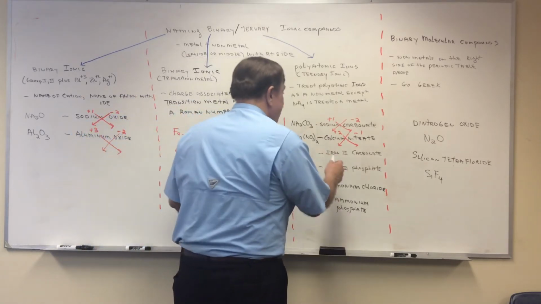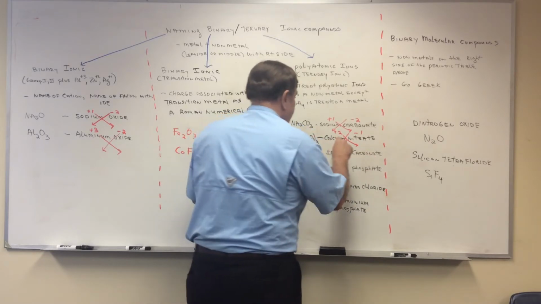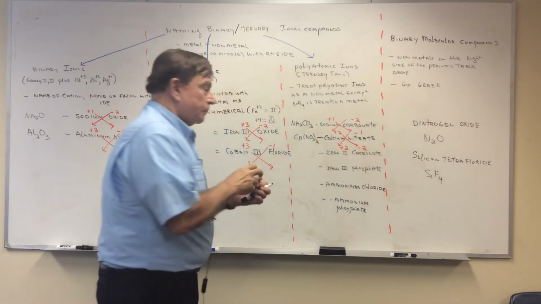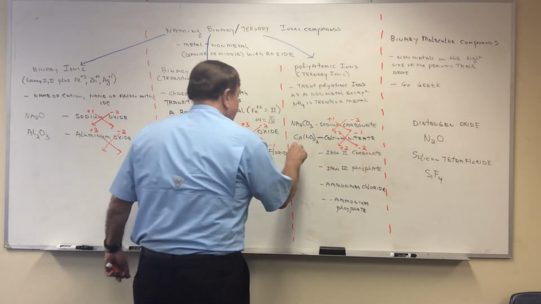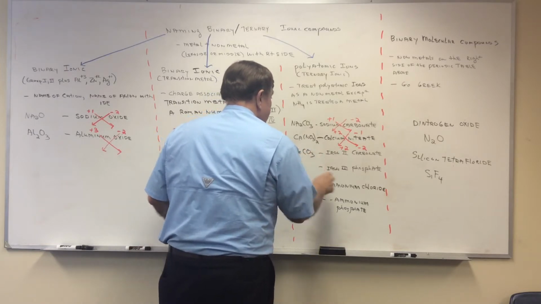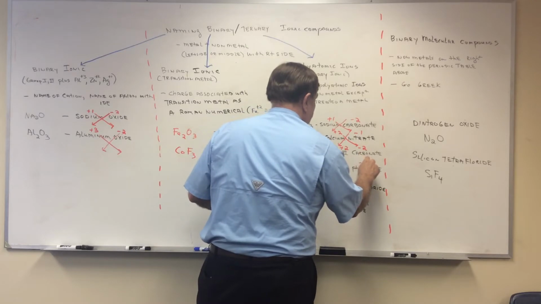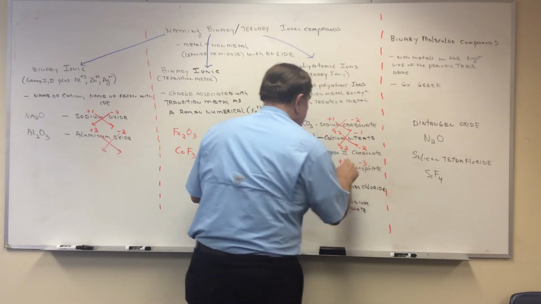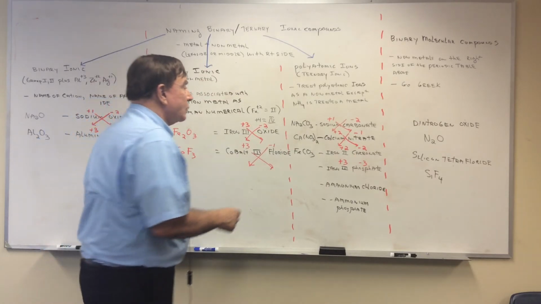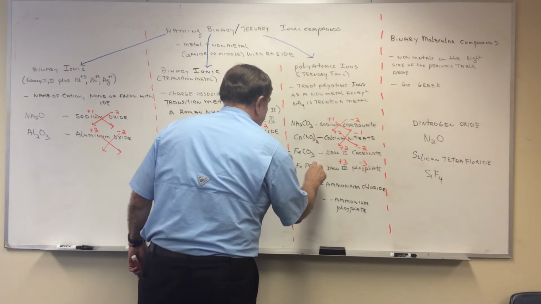Iron 2 carbonate, well, this is +2, this is -2. When they're equal, you don't have any subscripts, so you just have this. Same thing here. When they're equal, then it's 1 to 1, so it's FePO4.